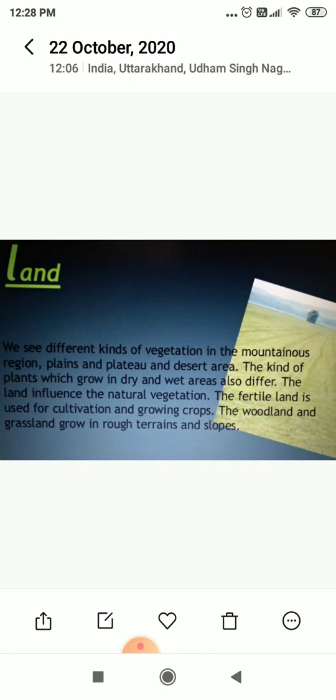The fertile land is used for cultivation and growing crops, whereas the undulating and rough terrains are the areas where we see grasslands and woodlands. These actually provide shelter to a variety of wildlife.